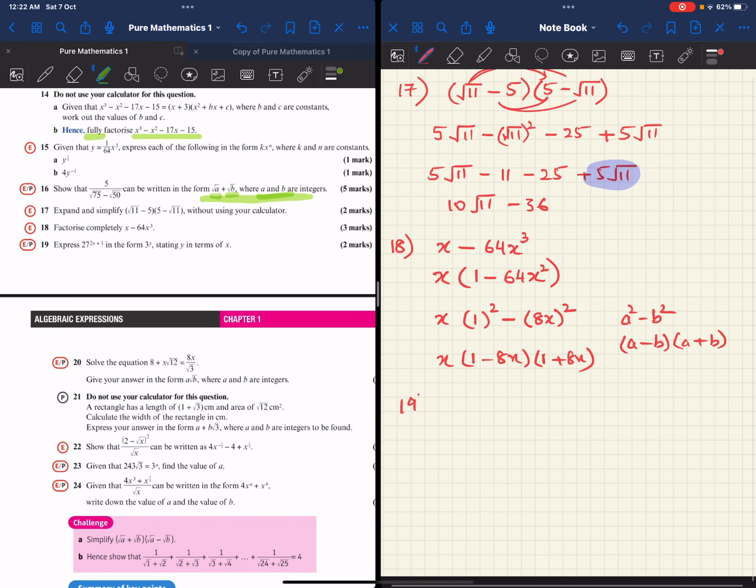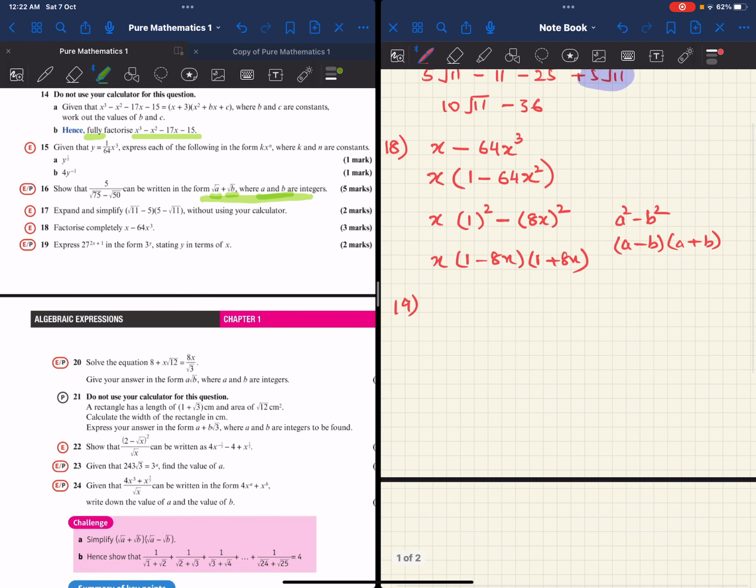We will move on to question 19. So in question 19, we have 27 to the power of 2x plus 1. We need to express this in the form of a number 3 to the power of y. So we just need 3 in the base. Only 3 should be there in the base and the power some value y. So we know that we need to change any number which is a power of 3 into 3 to the power of something. So we see 27 here. 27 is 3 cubed. But before that, there is one small thing that we need to understand here.